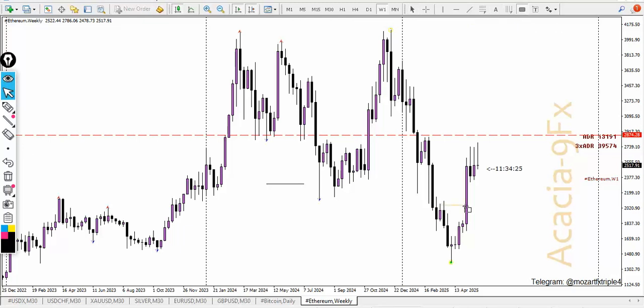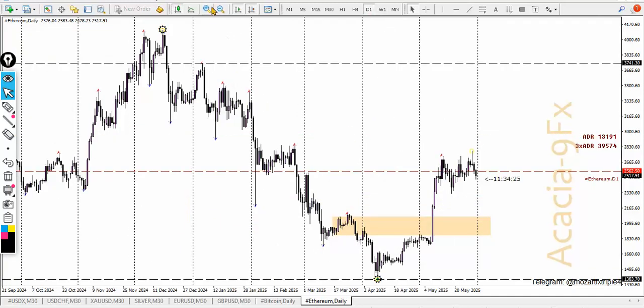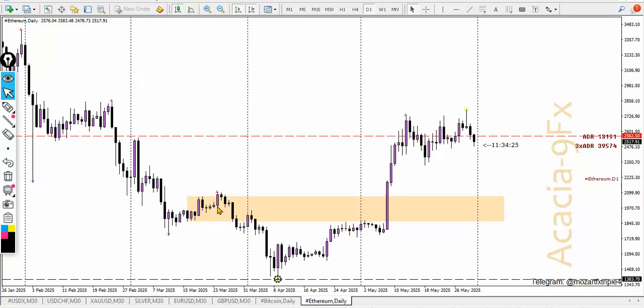This candle, that is my breaker. Why? Because price broke above it. Go to lower time frame so that you can see clearly. Let me keep it. Okay, this is it.